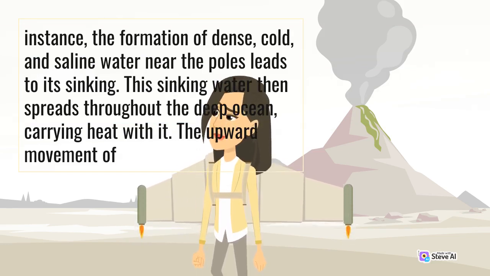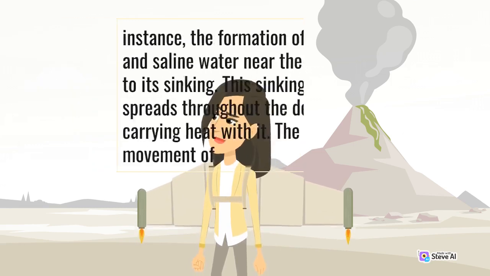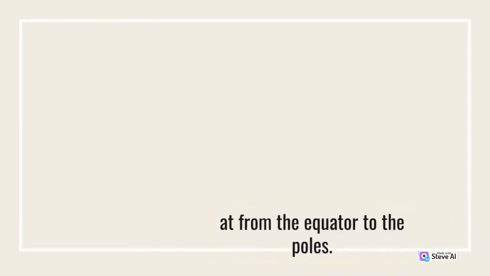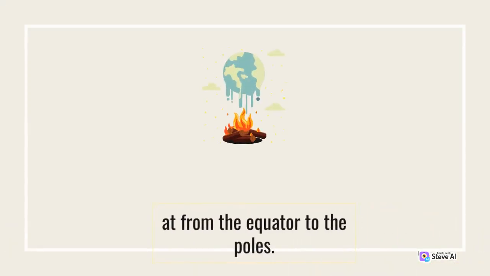The upward movement of warmer water in other regions compensates for the sinking, ensuring a continuous circulation. This process helps regulate temperatures, making the climate more stable and equitable by transferring heat from the equator to the poles.